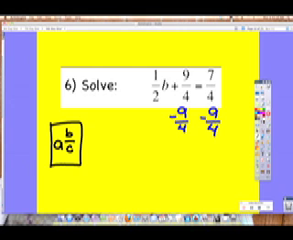So we did this part. We still have 1/2 b equals negative 1/2. Again, Holly, what's going on right here? What's this 1/2 doing to the b?